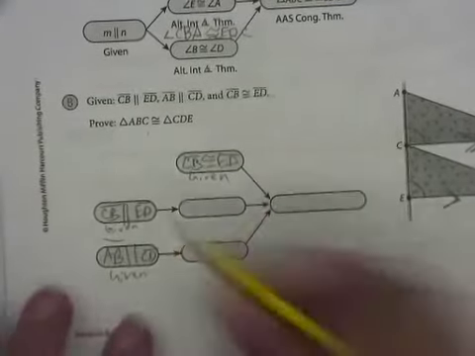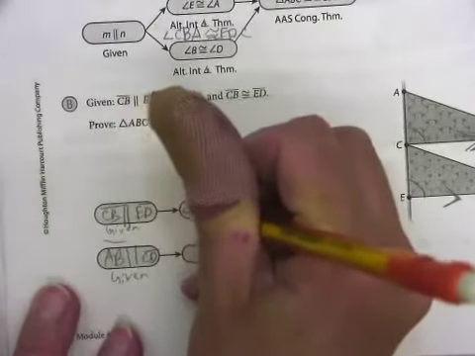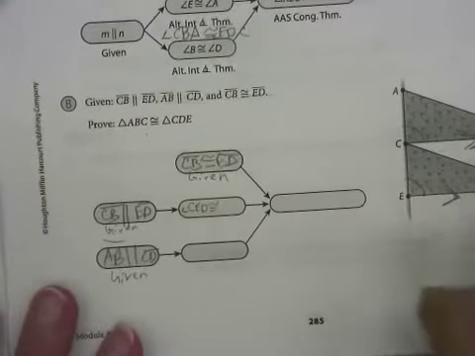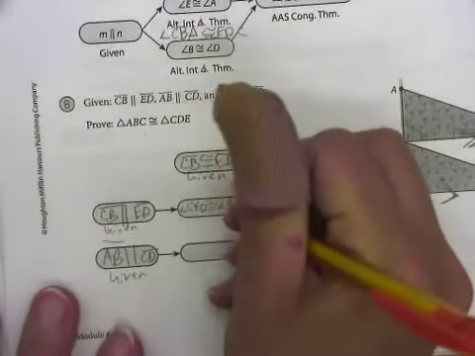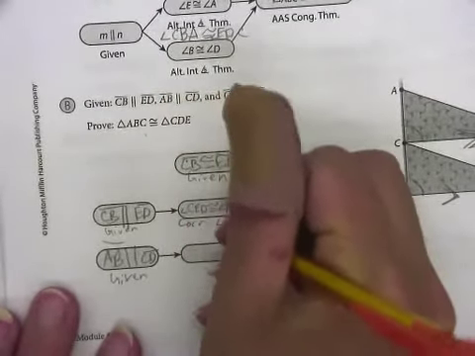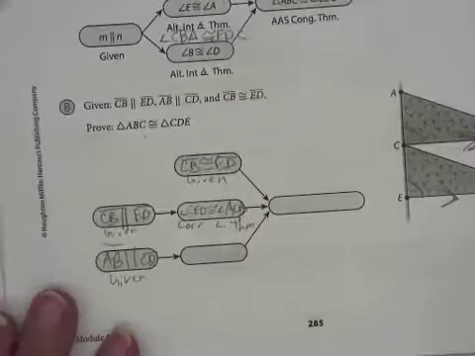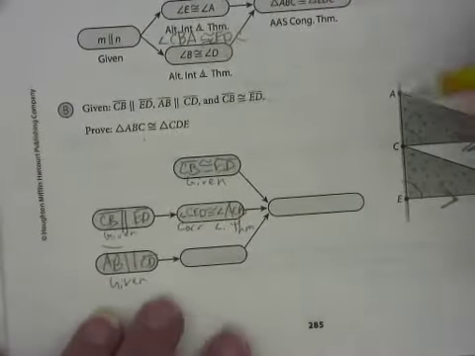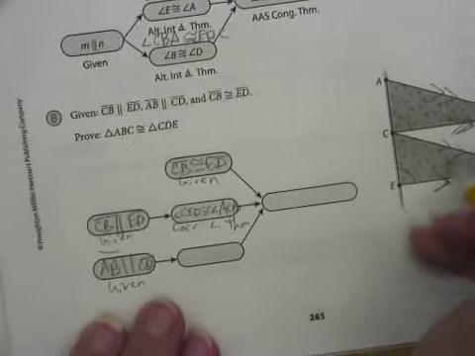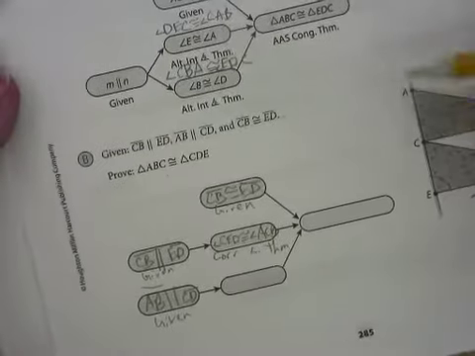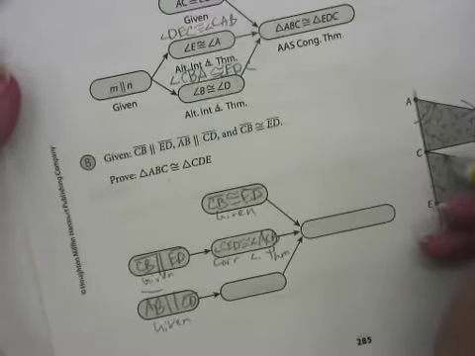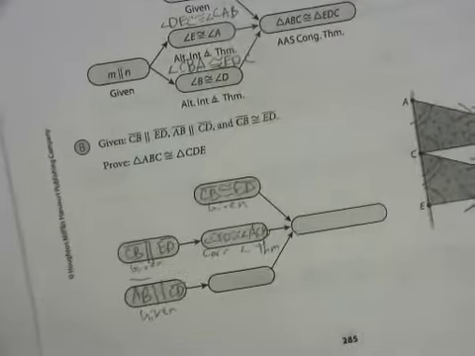So because CB is parallel to ED, notice this angle and this angle, how they are both on the same side of transversal AE. Notice how angle CED is above line DE, just like angle ACB. That makes them corresponding angles. So our reason is the corresponding angles theorem.